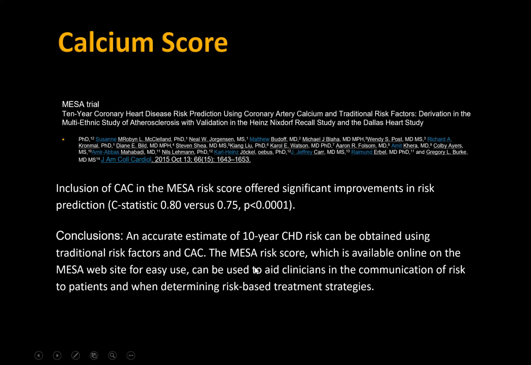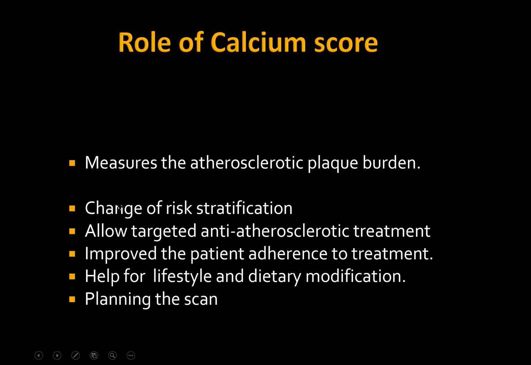If we look at the MESA trial, what they found is that they added the coronary artery calcium scoring to their risk score, and found significant improvement in risk prediction of future heart attack. So by doing calcium scoring, one can get the atherosclerotic plaque burden of coronary arteries and can change the risk stratification. Sometimes it helps the clinician to give targeted anti-atherosclerotic therapy, that is statin therapy. And it is especially important for young patients.